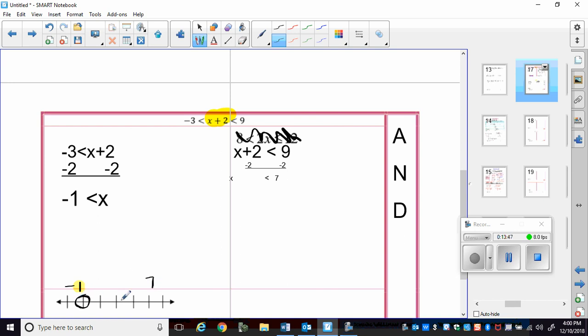The circles are not filled in, they're open circles, and all the numbers that are greater than -1 are to the right, and all the numbers less than 7 are to the left. So this is an and statement. It looks like this in interval notation: -1, parentheses, comma, 7, and close the parentheses. Okay.